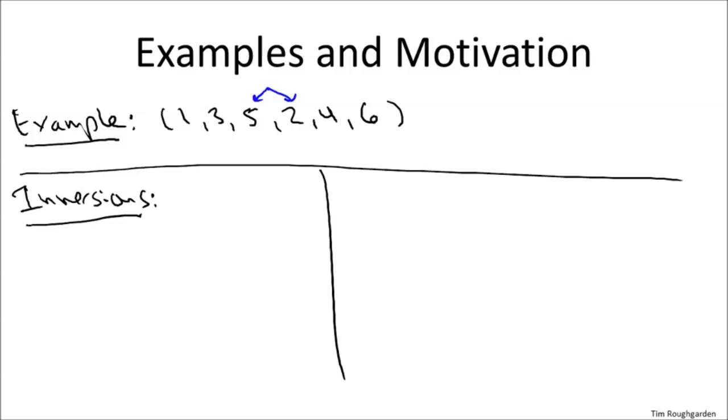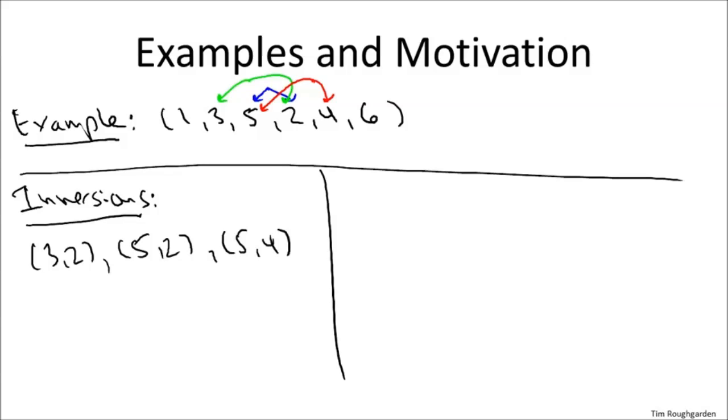The earlier entry is bigger than the other one. But there's others. There's 3 and 2, for example. Those are out of order. And 5 and 4 are also out of order. And I'll leave it to you to check that those are the only 3 pairs that are out of order. So summarizing, the inversions in this array of length 6 are 3, 2, 5, 2, and 5, 4, corresponding to the array entries 2, 4, 3, 4, and 3, 5.